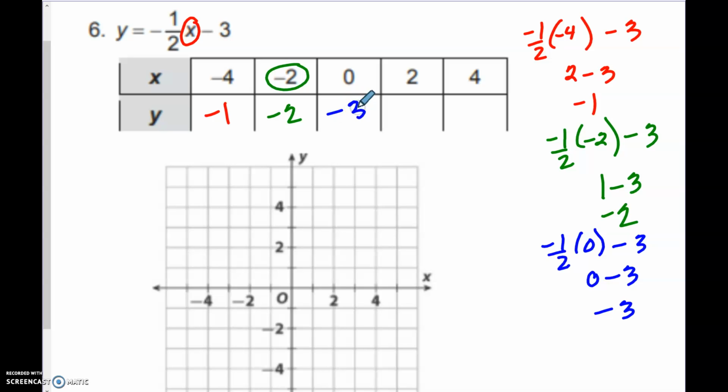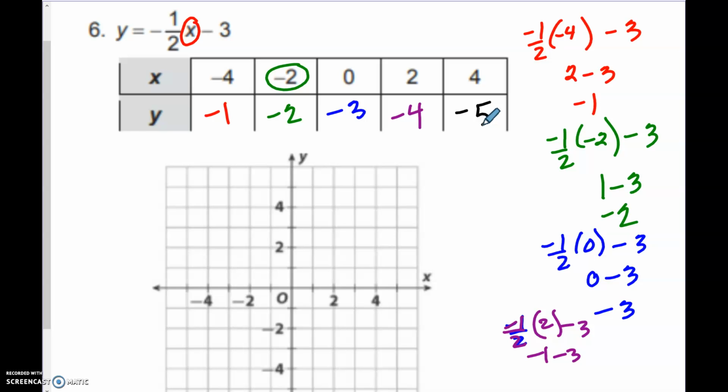Now some of you might see this pattern that's developing here. So if I do -1/2 times 2 minus 3, I have -1 minus 3, which is a -4. So it's going -1, -2, -3, -4. That next number here would be a -5. Now we can just go graph them.